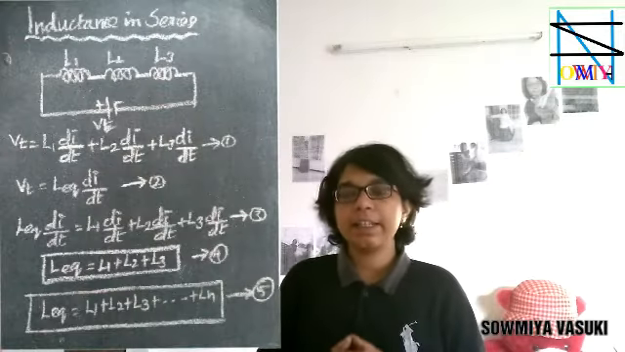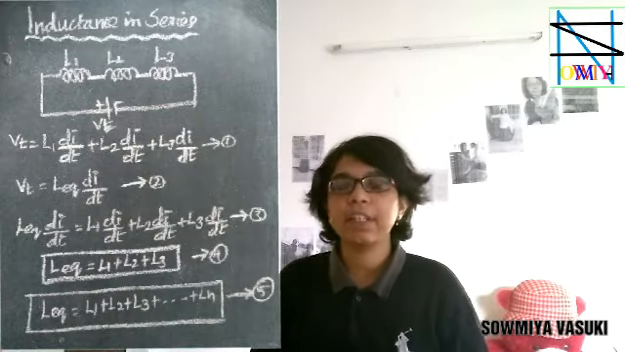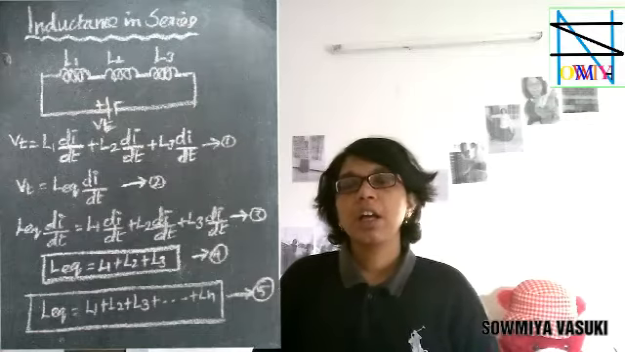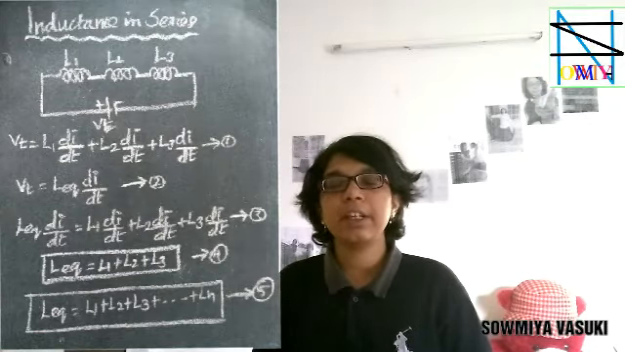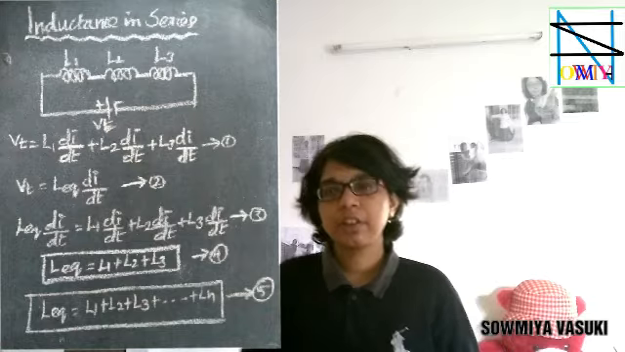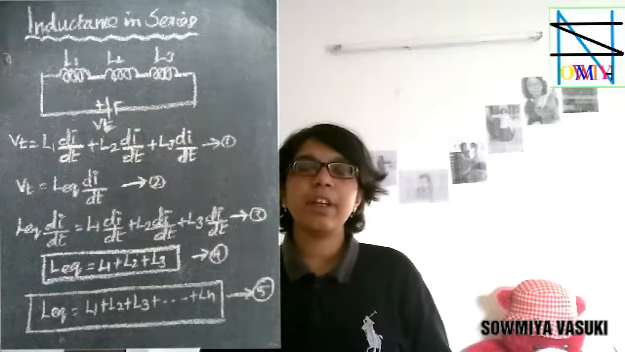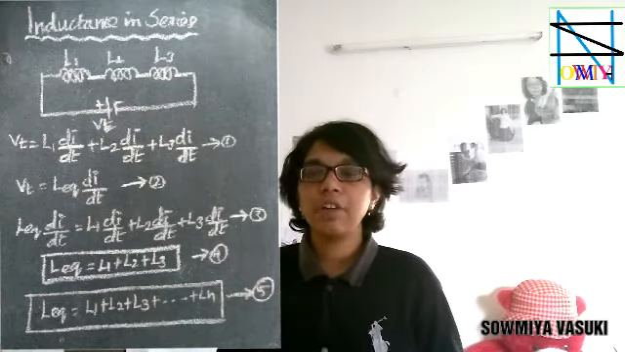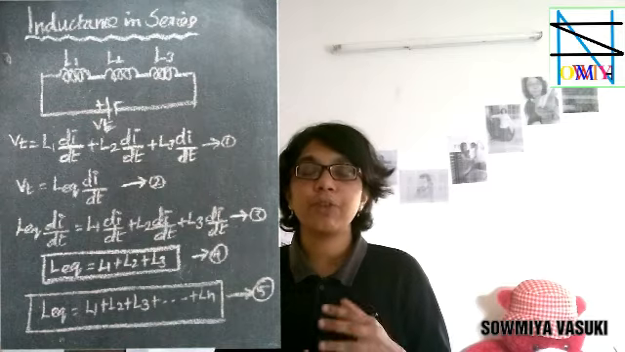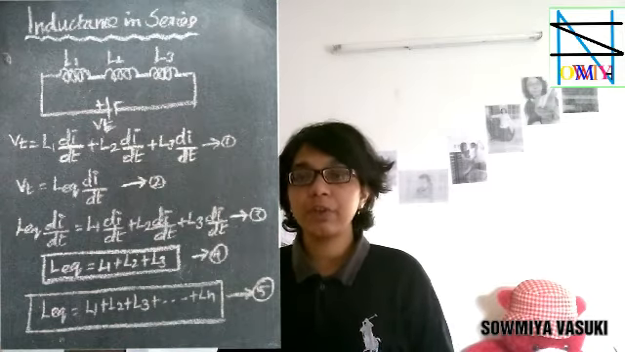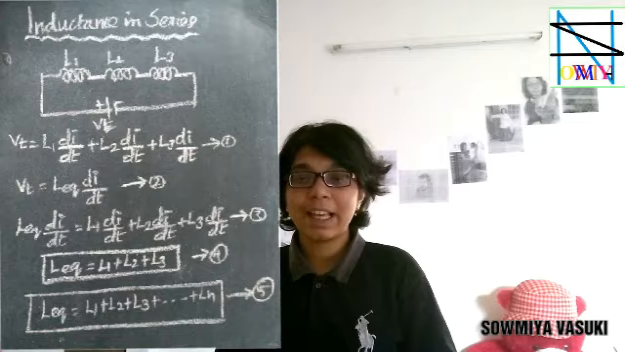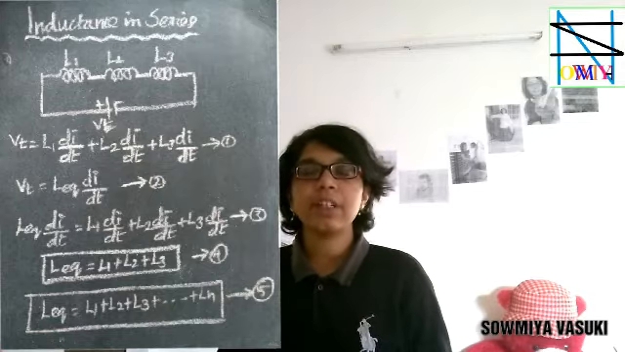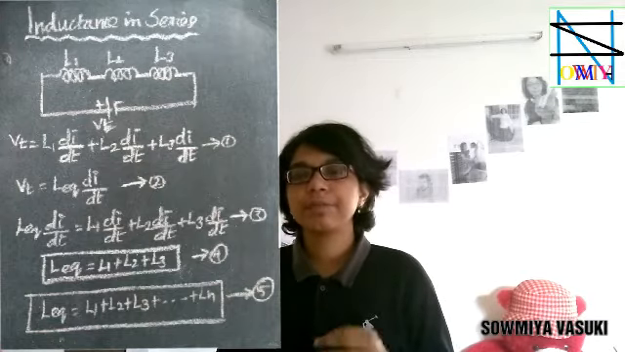Inductance connected in series. Inductance in a series network. L1, L2, L3 are connected in series in a network. We are applying Kirchhoff's voltage law. For a series network, we use Kirchhoff's voltage law, and for a parallel network we use Kirchhoff's current law. So inductance in series.